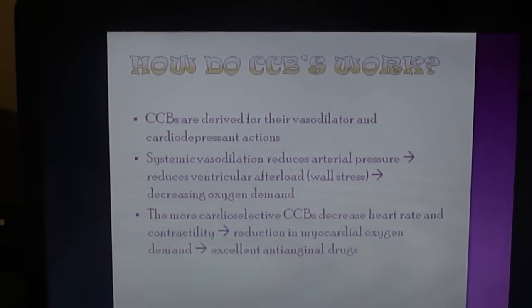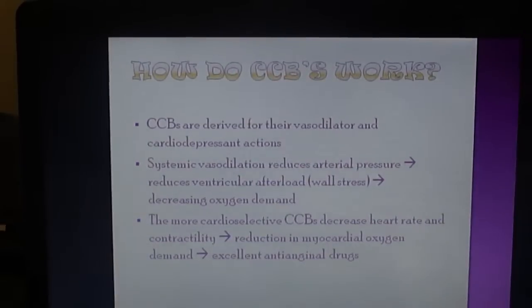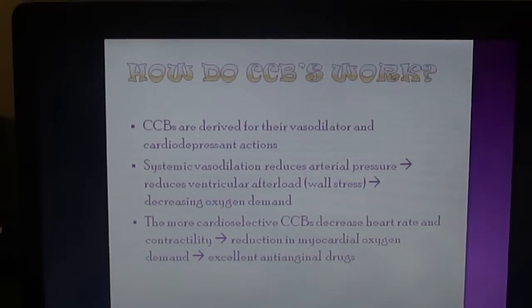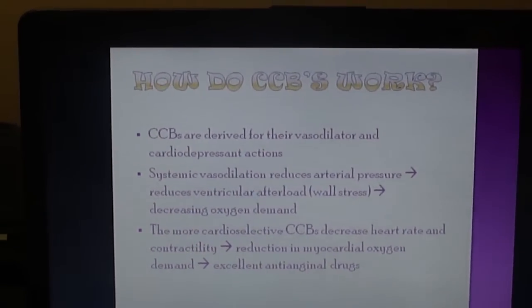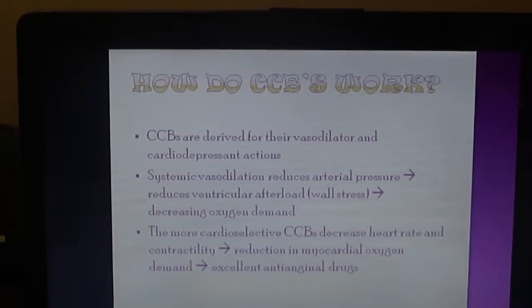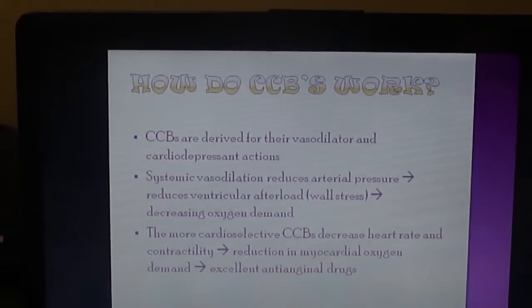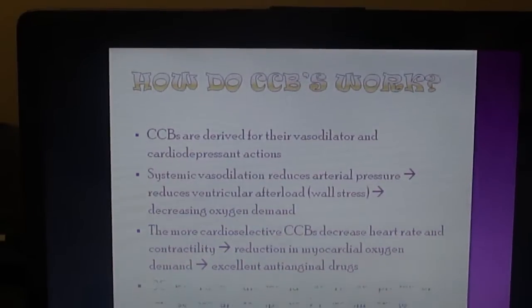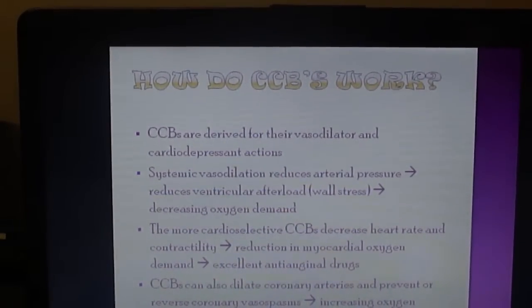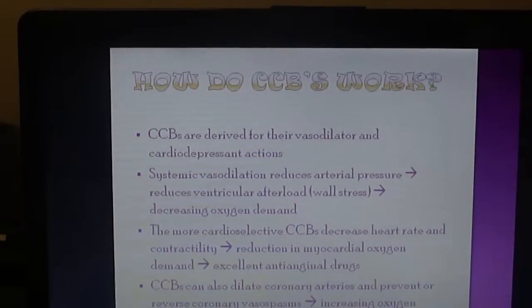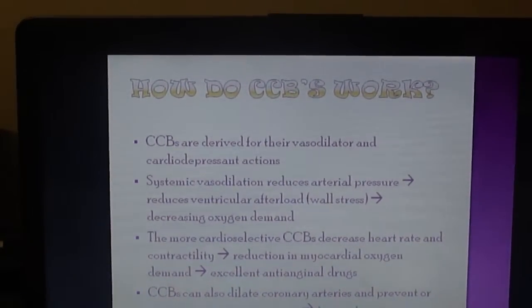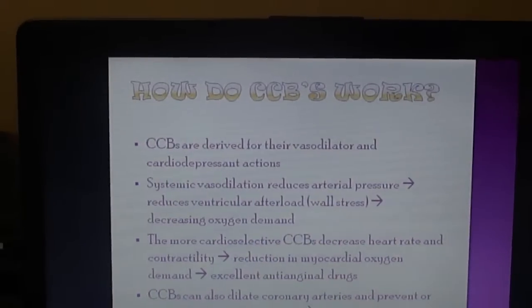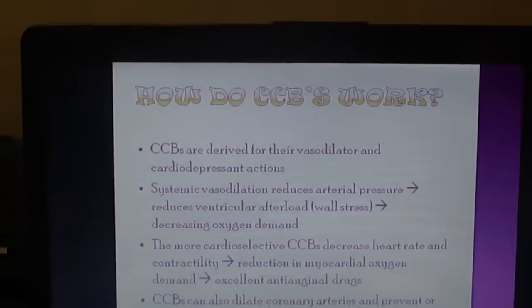The more cardioselective calcium channel blockers decrease the heart rate and contractility, which results in a reduction in myocardial oxygen demand, and therefore they are excellent anti-anginal drugs. And finally, calcium channel blockers can also dilate coronary arteries and prevent or reverse coronary vasospasm, which increases oxygen supply to the myocardium.